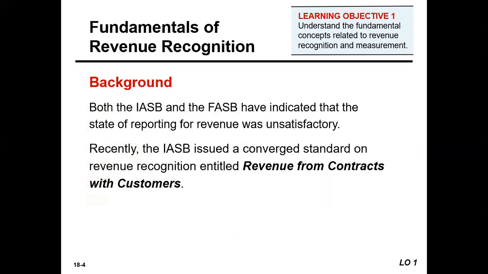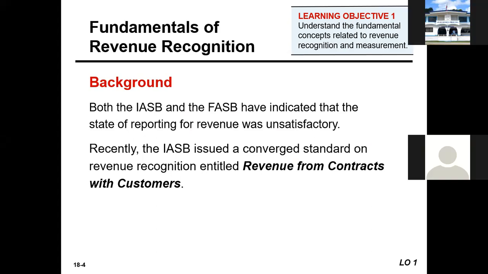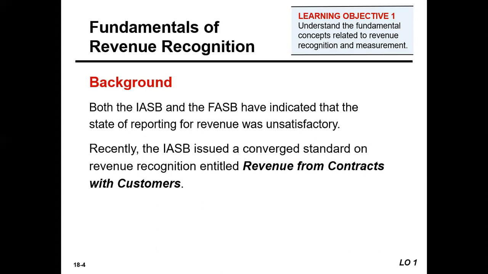So for the background, both the IASB, the International Accounting Standards Board, and the Financial Accounting Standards Board of the US have indicated that the state of reporting for revenue was unsatisfactory. That's why the International Accounting Standards Board issued a converged standard on revenue recognition titled Revenue from Contracts with Customers. And that's also the title of our chapter.